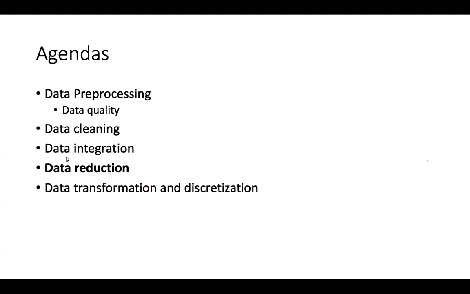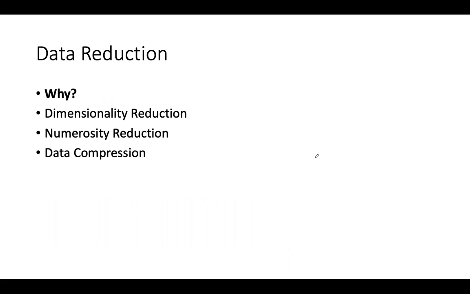Okay, so let's look at another major component of data preprocessing, and this would be data reduction. So the agenda here, we're going to discuss data reduction. When we talk about data reduction, we're talking about how to reduce the volume of the data set, or also reducing the features, for example. We'll discuss what data reduction is, why we perform it, and look at three techniques of data reduction.